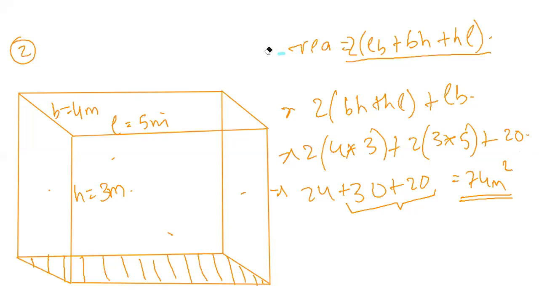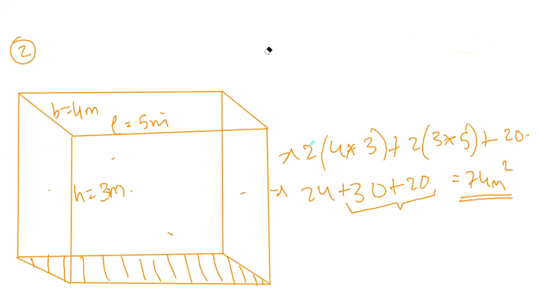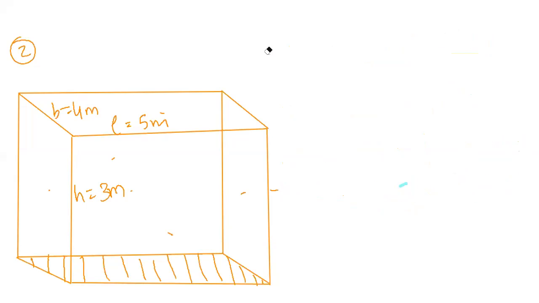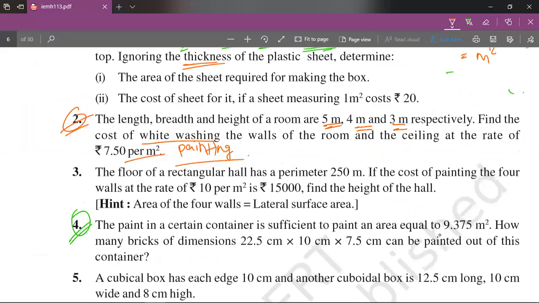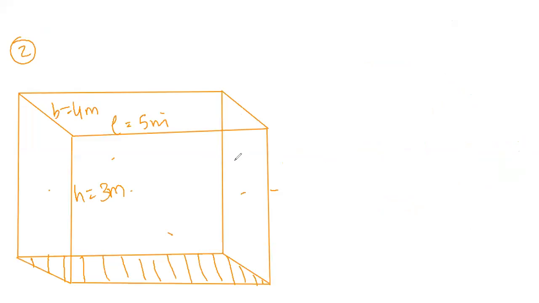Now this is not the end of the question, it further goes ahead, so our adventure is still not yet complete. The second part of the question states: find the cost of whitewashing at the rate of 7.5 per meter square. So once we have found the area of the room that is to be painted, not the whole area of the room, we go to the second part of the question. Our previous area was 74 meters square.